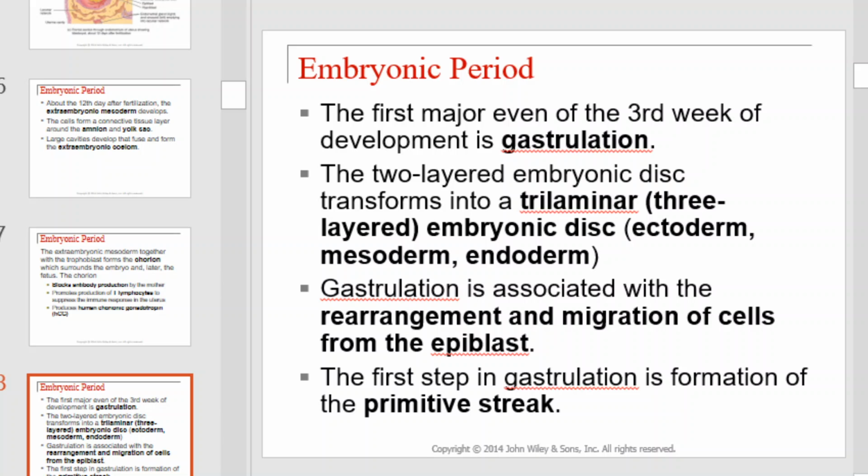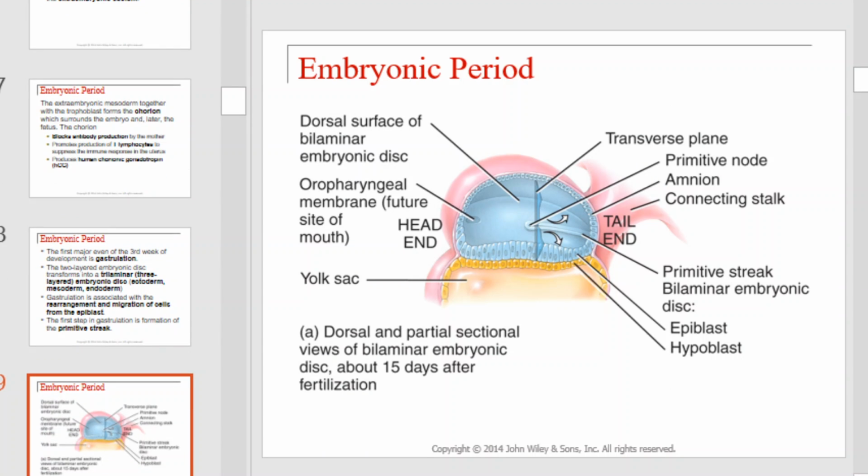The first major event of the 3rd week of development is gastrulation. The 2-layered embryonic disc transforms into a trilaminar or 3-layered embryonic disc made up of ectoderm, mesoderm, and endoderm. Gastrulation is associated with the rearrangement and migration of cells from the epiblast. The first step in gastrulation is the formation of the primitive streak. That's illustrated here.